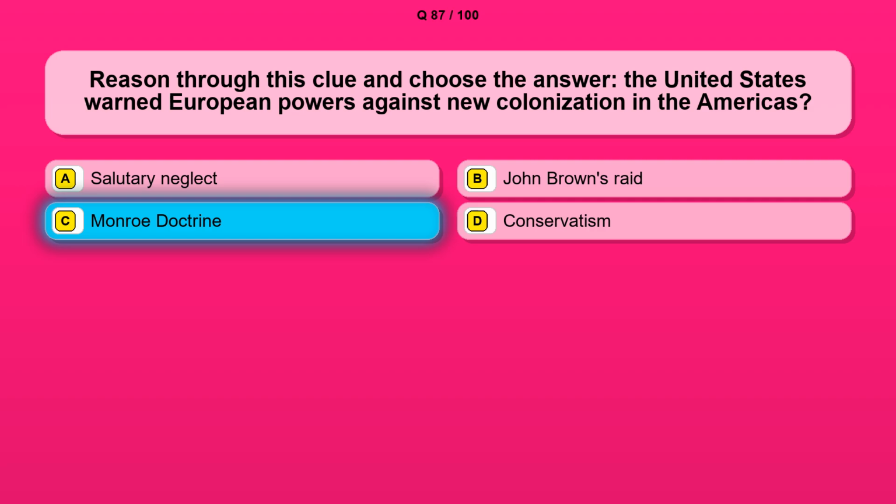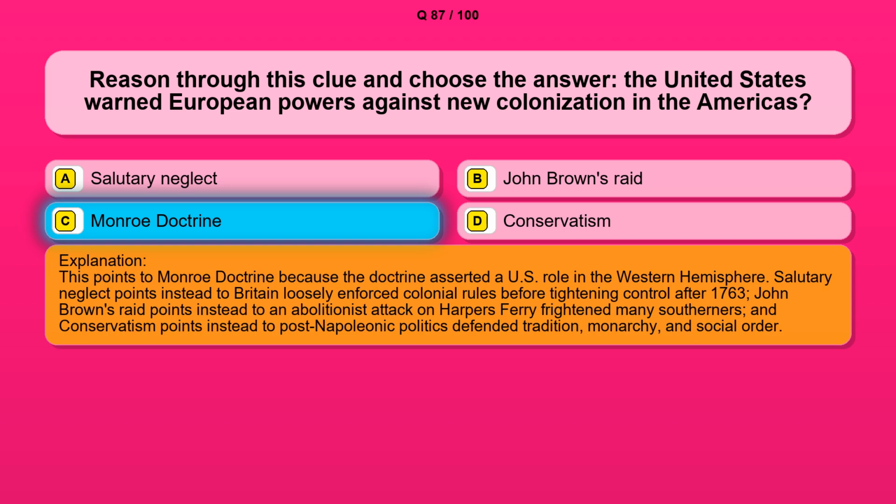The correct answer is option C, Monroe Doctrine. This points to Monroe Doctrine because the doctrine asserted a U.S. role in the Western Hemisphere. Salutary neglect points instead to Britain loosely enforcing colonial rules before tightening control after 1763. John Brown's raid points instead to an abolitionist attack on Harper's Ferry that frightened many Southerners, and conservatism points instead to post-Napoleonic politics that defended tradition, monarchy, and social order.